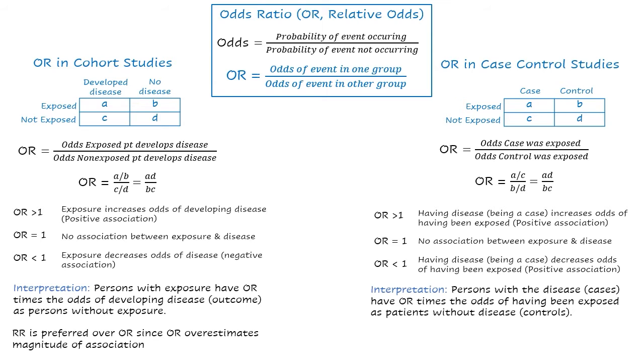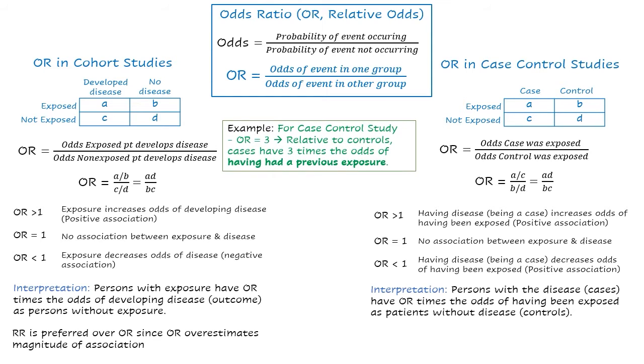For case control studies, the odds ratio communicates the odds that cases were exposed to the exposure of interest relative to controls. If for a case control study the odds ratio is 3, then we can say that compared to controls, cases have 3 times the odds of having had a previous exposure. We cannot say, however, that exposures have 3 times the odds of becoming cases as non-exposures. Now let's take a break from conceptualizing and look at some real-world examples.